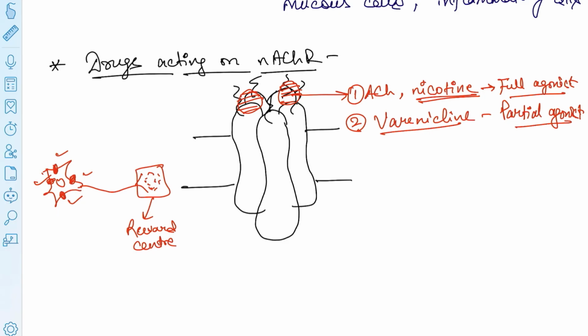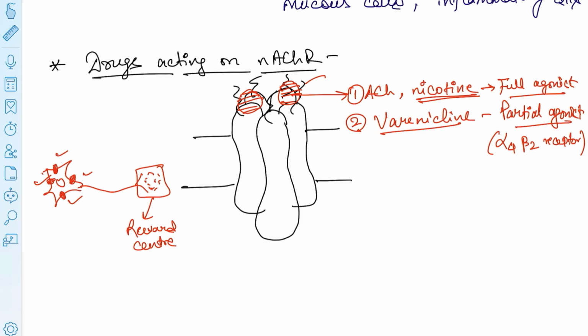Okay, so varenicline acts as a partial agonist of basically the alpha 4 beta 2 receptor, which is mainly expressed in the neurons, right? So what happens is these drugs like varenicline act as a partial agonist, they basically stimulate the receptor very mildly, like they do not fully activate the receptor. So they stimulate the receptor mildly, and you know, prevent the full nicotine activation, right?